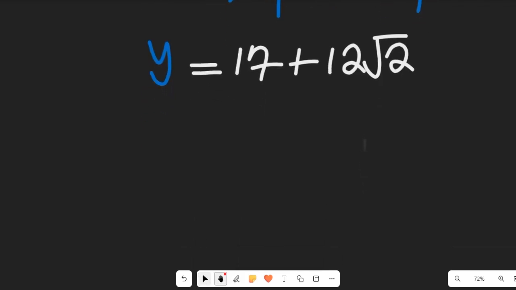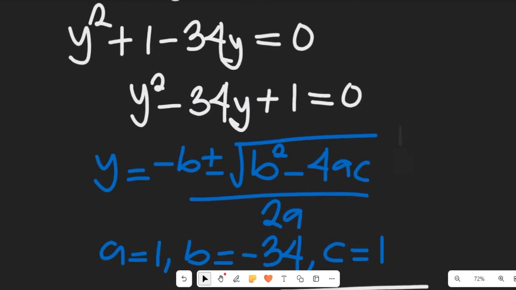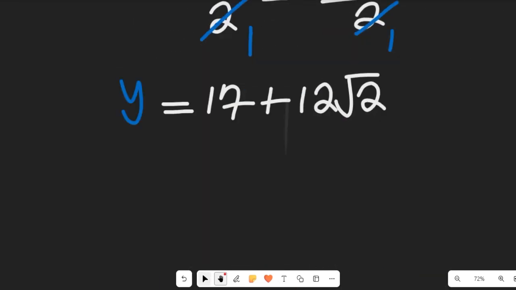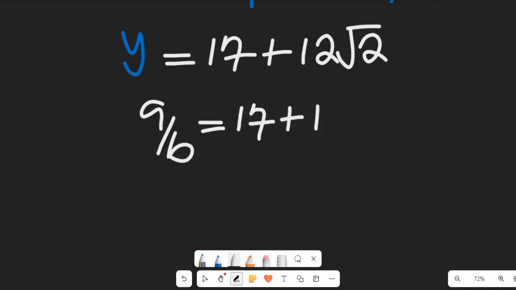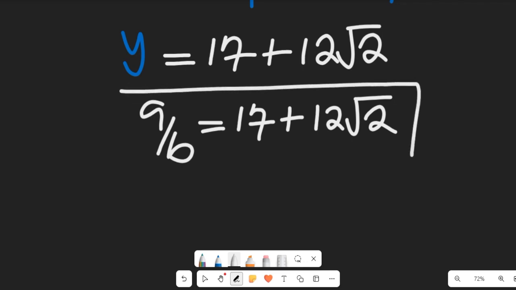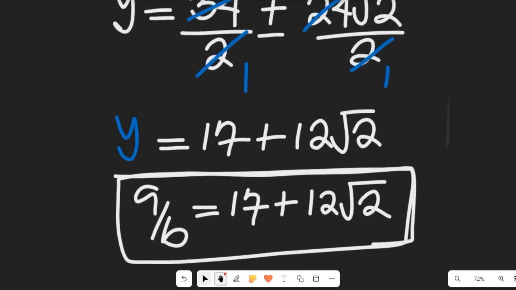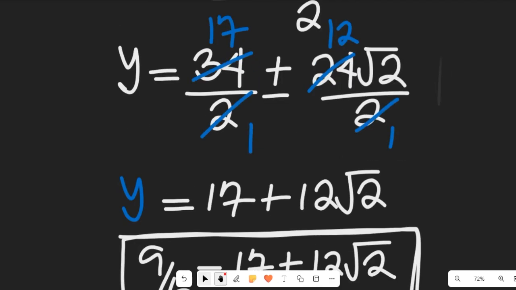Now recall that initially we said a divided by b is equal to y. So that means the value of a divided by b will be equal to 17 plus 12 multiplied by the square root of 2, and this is the solution to the expression given to us up there. Voila! We found the value of a divided by b to be 17 plus 12 root 2, and that is the solution.